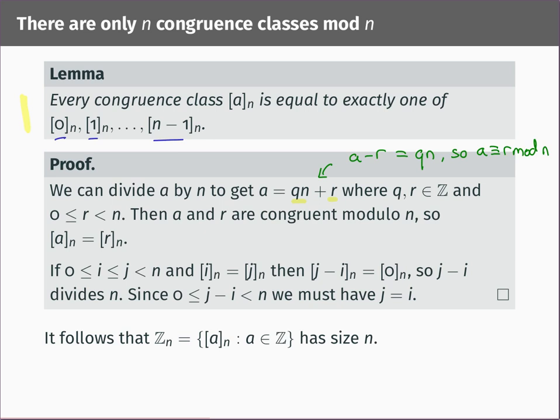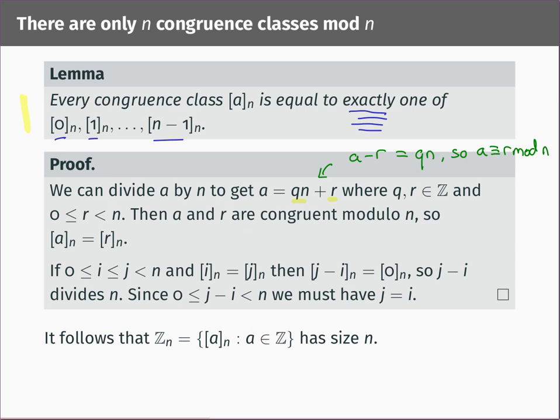But could a congruence class be equal to two of them? In other words, could two of the congruence classes on that list be equal? So we're trying to get this exactly part of the lemma. So how can we show this? We need to show that if you have two numbers, i and j, which are greater than or equal to 0 and less than n, and if the class of i is equal to the class of j, then actually i must be equal to j.